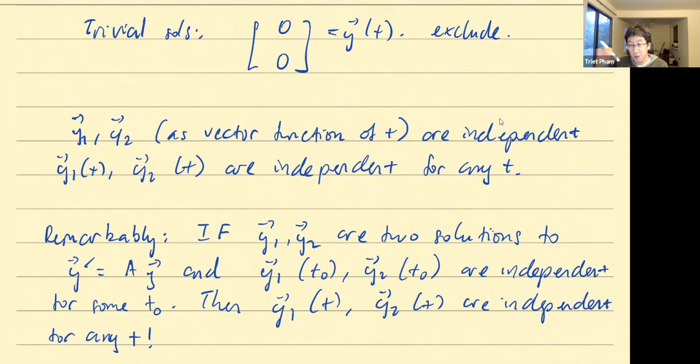This independence property propagates through time. Of course, what's the cost? The cost is they must be solutions to the same system. They must have something tying each other together somehow. Otherwise, of course, you can always construct two things that start out independent but somehow become dependent at some later time. But as long as they are solutions to the same system, once independent, always independent. That's remarkable.